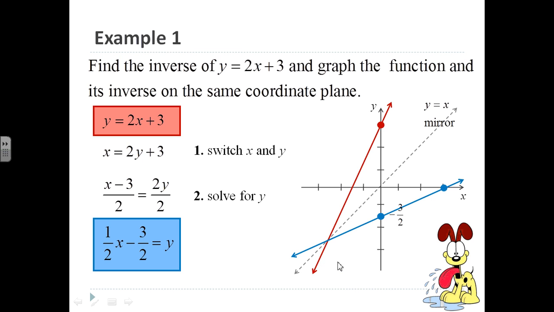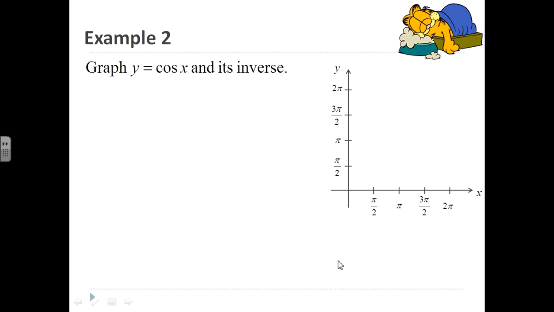So how would this relate to trig? Let's take a look. If we had to graph y equals cosine x and its inverse on the same axes, first of all, I don't want you to panic. We're not going to be graphing in this unit. I just want you to see what these graphs look like. So first of all, we go through the process of switching x and y. So y equals cosine x becomes x equals cosine y.